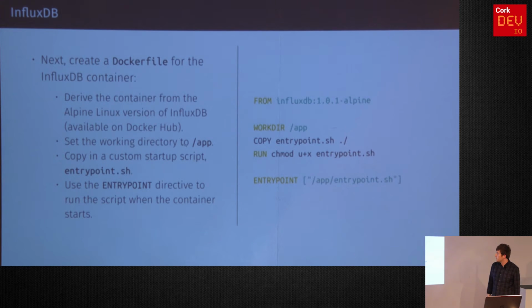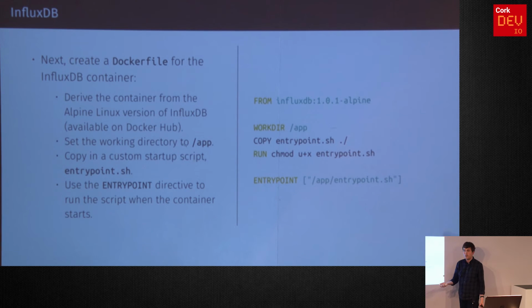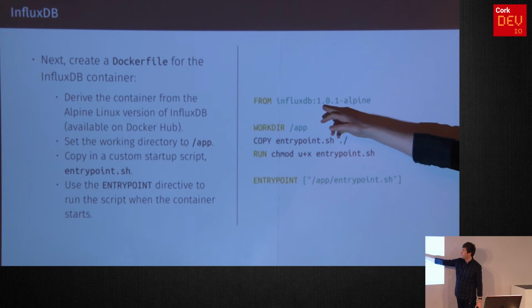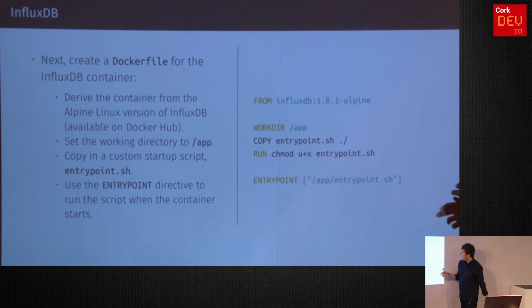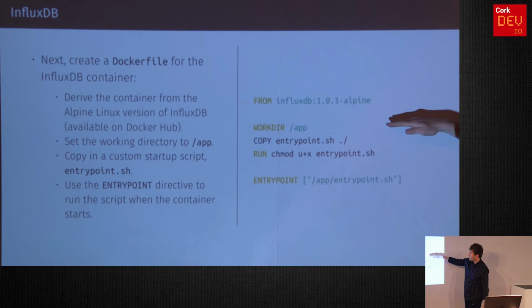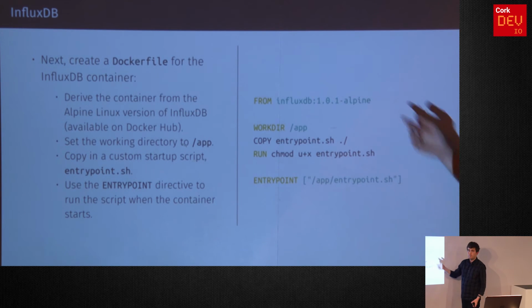So back to Dockerfiles. This time, instead of deriving one from Ubuntu, we can just derive one from InfluxDB, which is on Docker Hub. All you have to do is, after the colon, specify the version that you want. This one happens to run on Alpine Linux, which means it's nice and small. It's pretty simple. Alpine is Linux, so everything in here is going to work like in Linux.